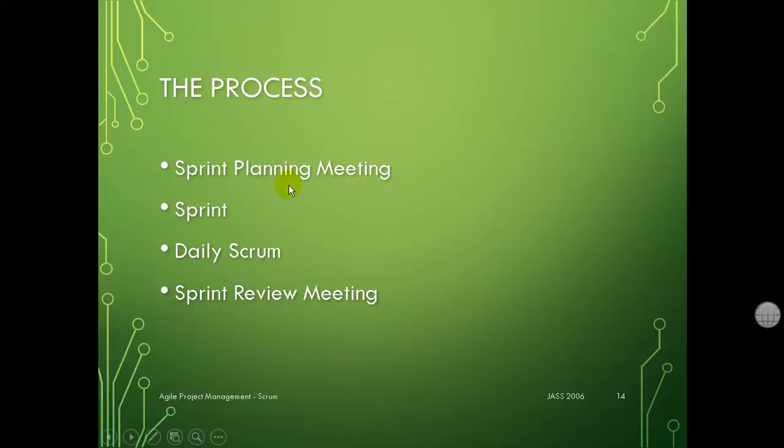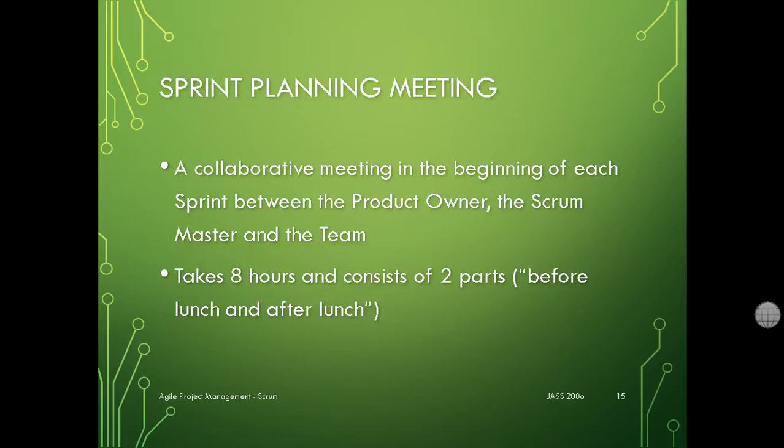continue here. So we have the process, the sprint planning meeting, and as you can see there's one missing meeting here, and it's not a big deal. So let's get started. First one, sprint planning meeting. It's a collaborative meeting in the beginning of each sprint between the product owner, the Scrum Master, and the team. As you can see, everyone in the project is included here. It takes about 8 hours and consists of 2 parts.